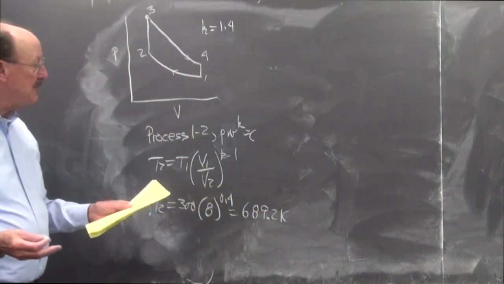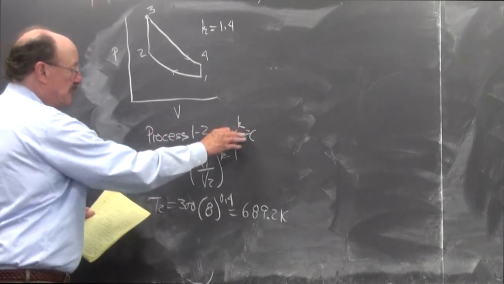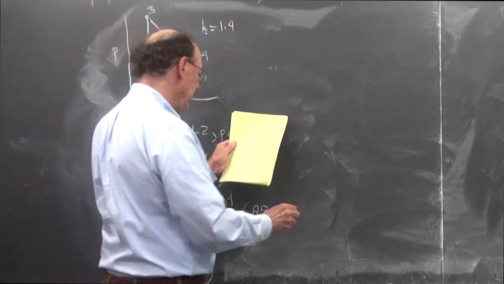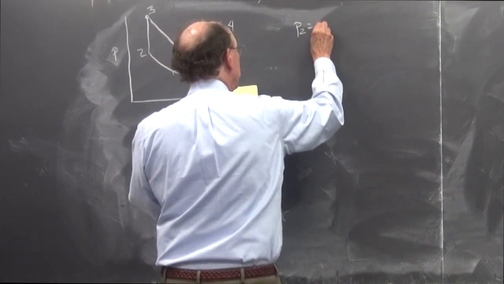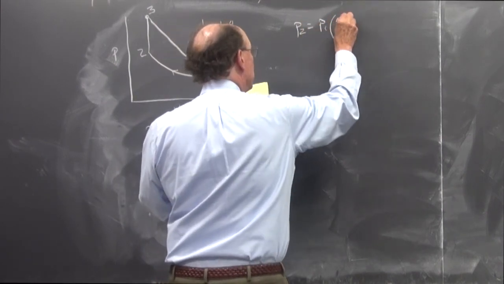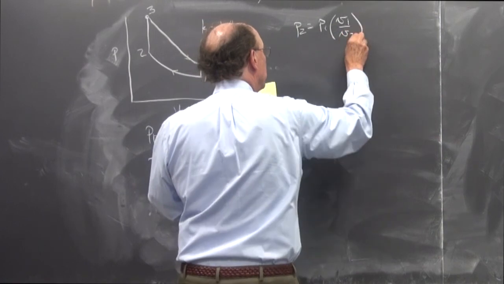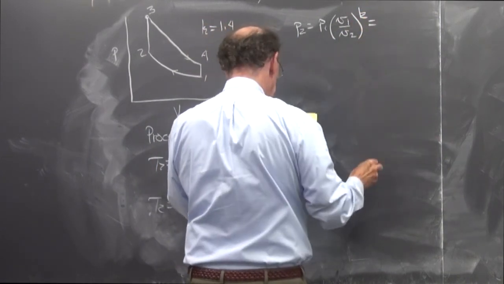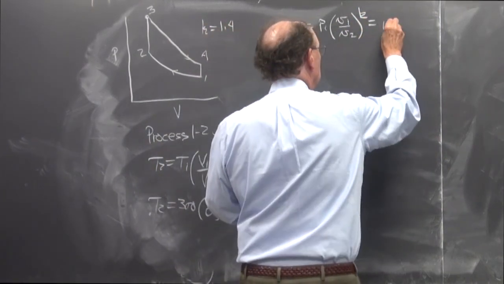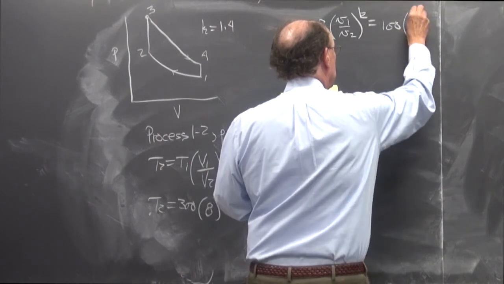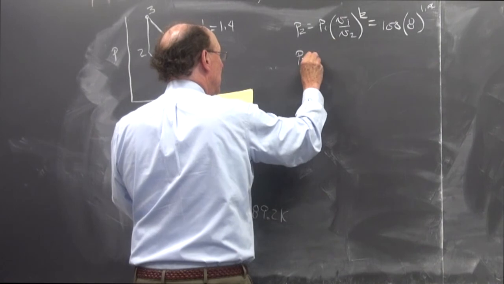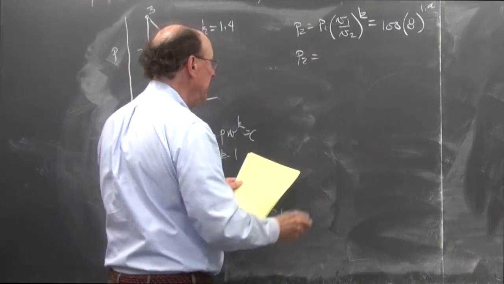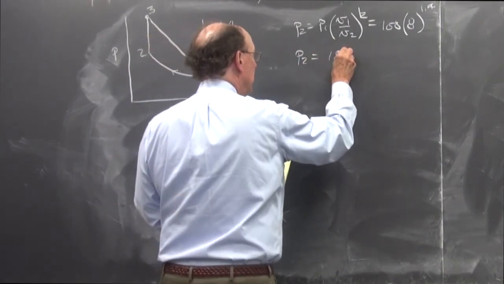Now I can find the pressure. I'm going to use the isentropic relationship to find the pressure. So P2 is equal to P1 times V1 over V2 to the K, which is equal to 100 times 8 to the 1.4. And so P2 is equal to 1838 kPa.